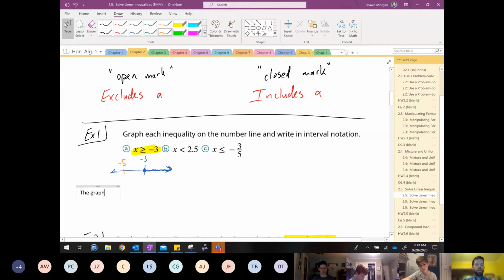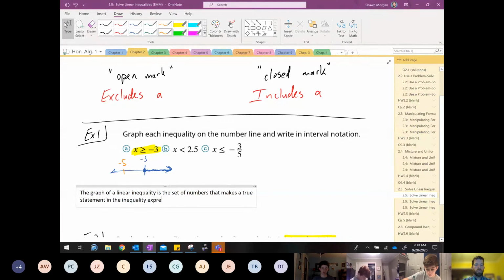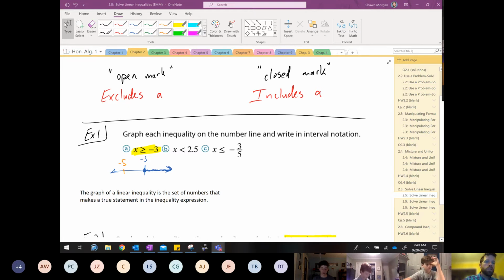But the graph of a linear inequality is the set of numbers that makes a true statement in the expression. So in other words, when we talk about solving equations, for example, our definition for solving equations is the exact same. You're solving an equation, you're finding all the numbers that make a true statement when plugged in to the equation. Well, here we're finding all of the numbers that make a true statement when plugged in to that inequality. All right. The second one here is going to be x is less than 2.5.